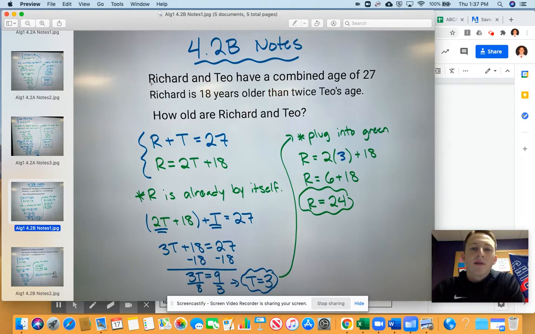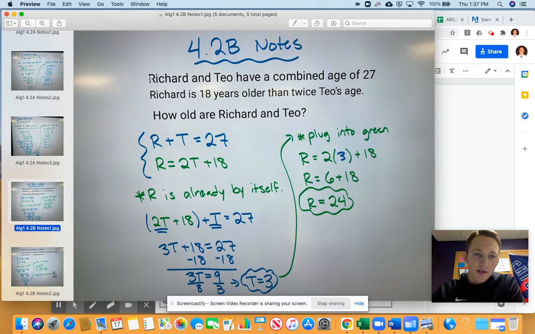Richard and Teo have a combined age of 27. So if you take Richard's age and Teo's age, and you add them together, those numbers add up to 27. But Richard is 18 years older than twice Teo's age. So whatever Teo's age, you're going to double it and then add 18 years, and that's how old Richard is. So with this information, let's find out how old Richard and Teo are.